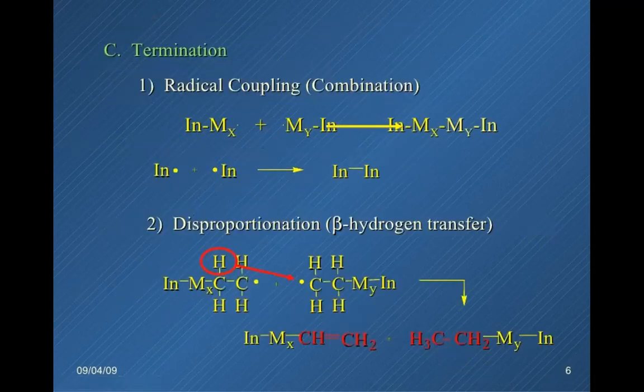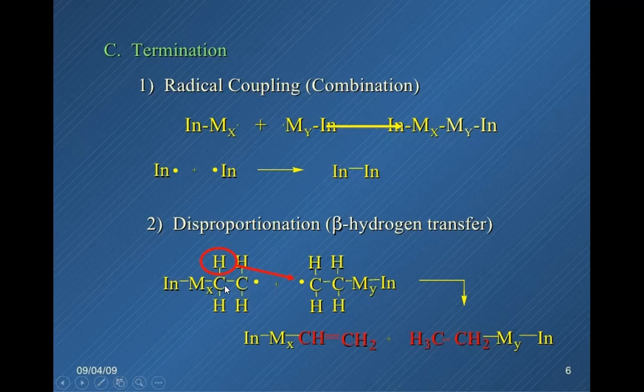Coming to the next termination process, the disproportionation reaction. As I already said, it is a beta hydrogen transfer. That means the hydrogen present on the beta carbon gets transferred to another carbon.